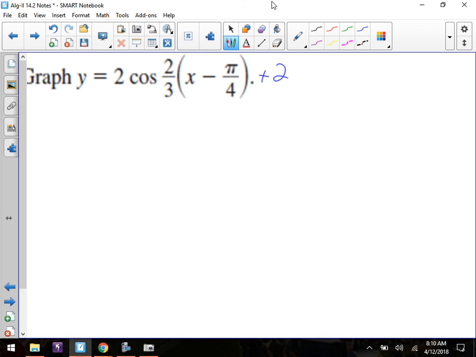A, 2, B, 2/3, H. What's your H? Pi/4. It is not -pi/4. And K is 2. Remember, it's always the same K value. It's the opposite sign for H. Gives me an amplitude of 2. A period of, let's see, 2 pi divided by 2 over 3 is what, 3 pi?